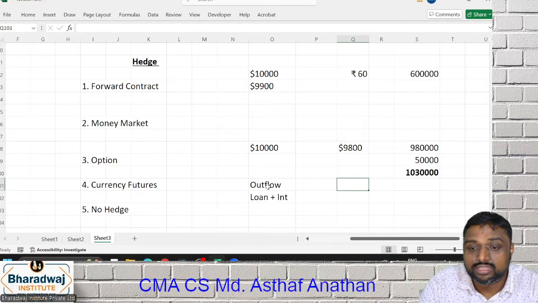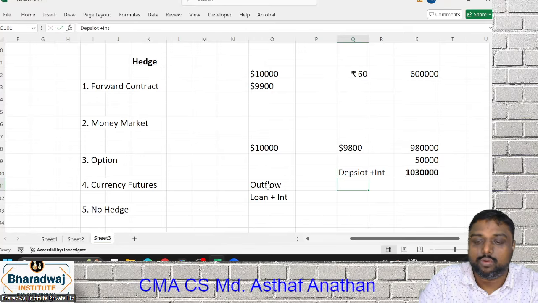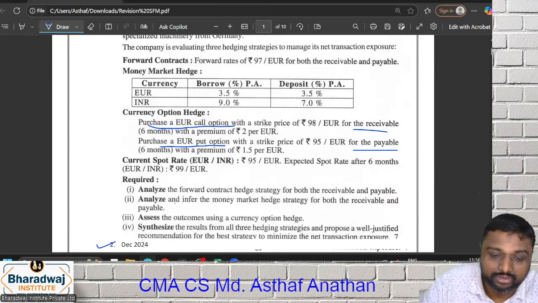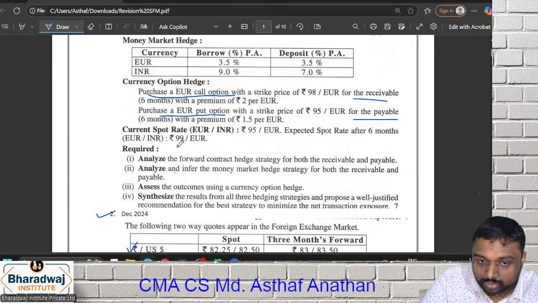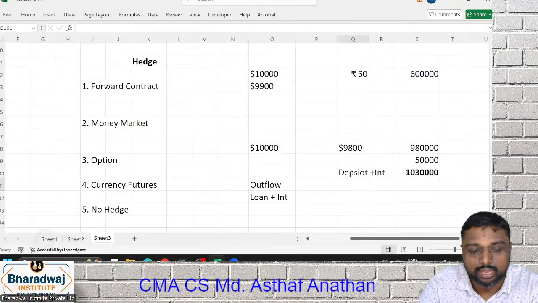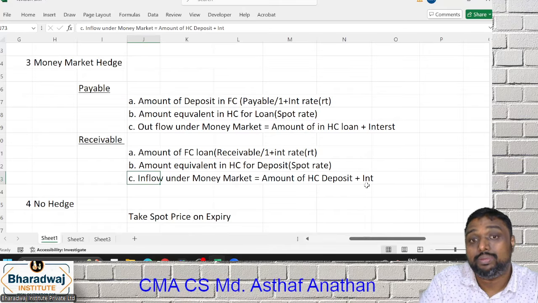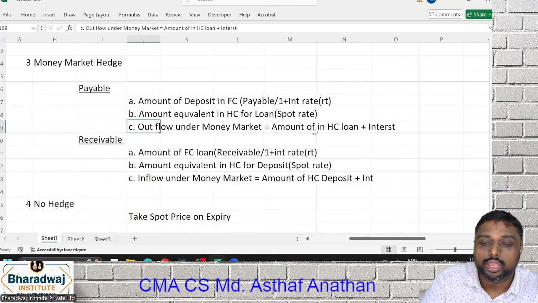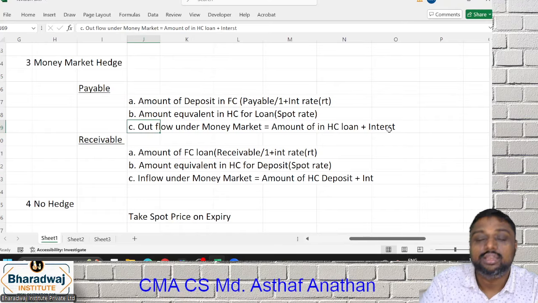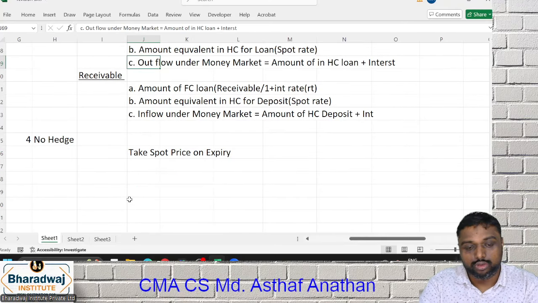Same way, if it is a receivable, what is my inflow? Here also the same thing. Here you will make a deposit plus interest. So this is the one line shortcut, friends, for you. This is how you can be able to make it. So here look, my dear friends, what is strategy? See, if you look here, inflow will be what? The amount of foreign currency deposit plus interest. What is outflow? The amount of home currency loan plus interest. So this is the step you can do. If there is no hedge, you don't want to do anything at all.